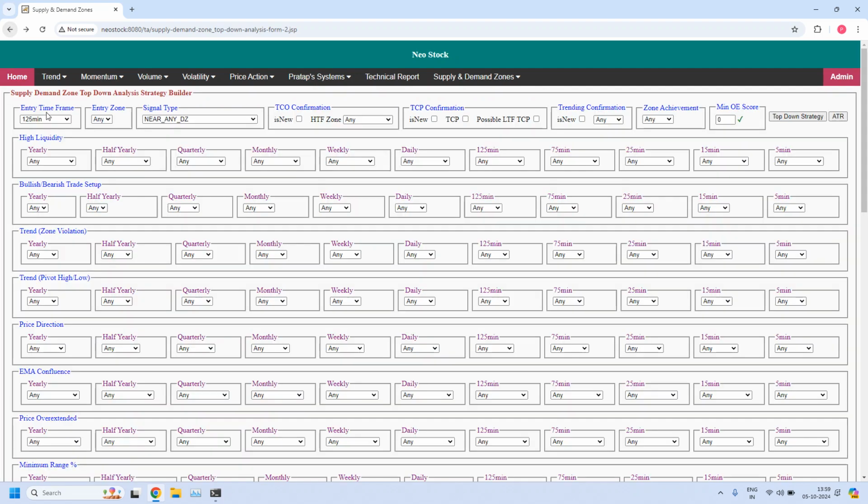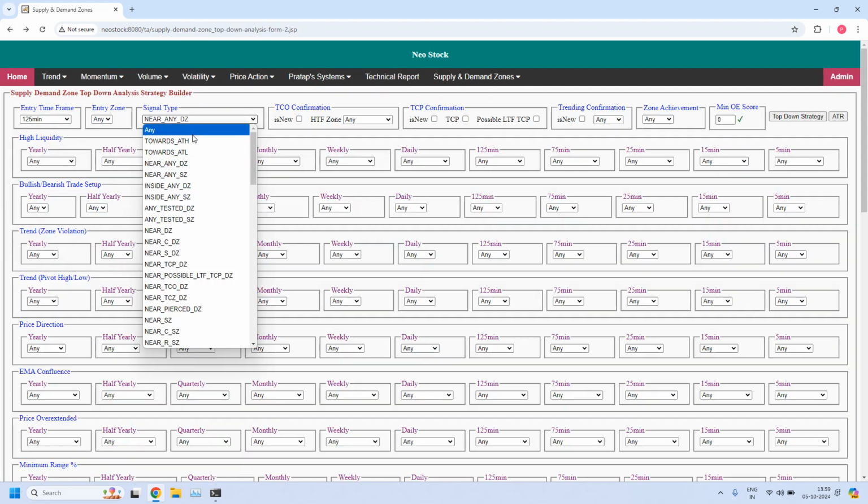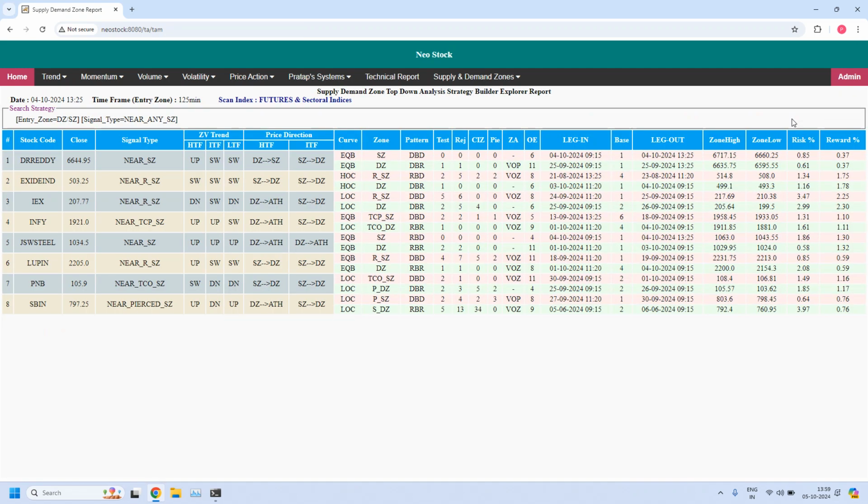So next for 125 minutes time frame, let us find the stocks near 125 minutes supply zone. 8 stocks are filtered.